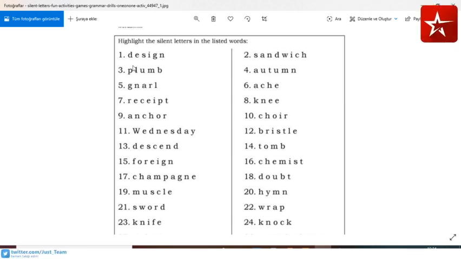That's why I told. Zafer and Esin say G. Design. Yes, we don't pronounce G here. Design is a correct answer for number 1. Yes, Zafer, Esin, and Dilan, thank you for your answers. And number 2. Sandwich. So, which letter is not pronounced for number 2?